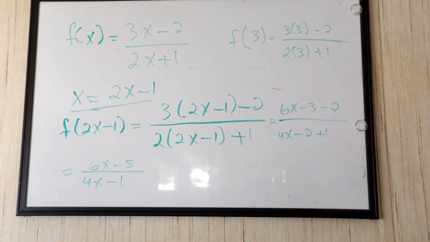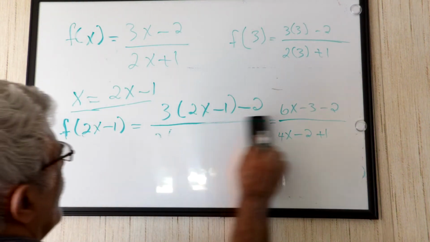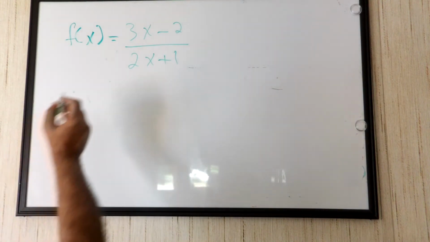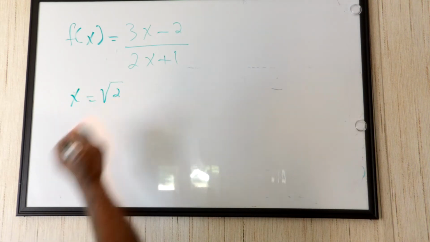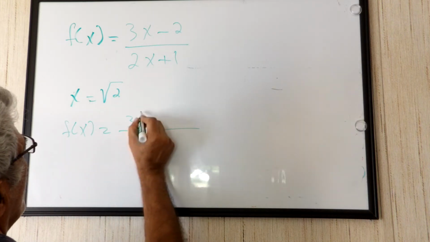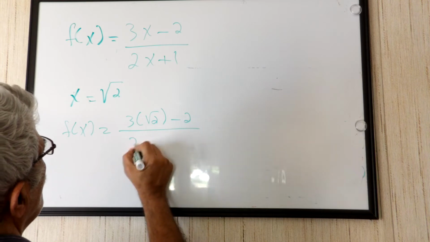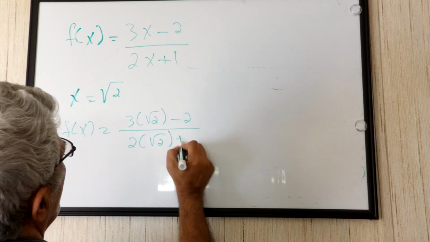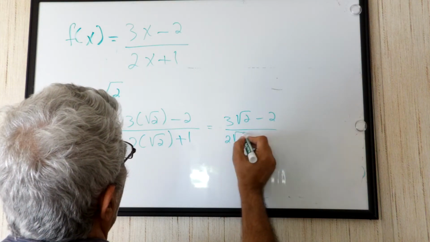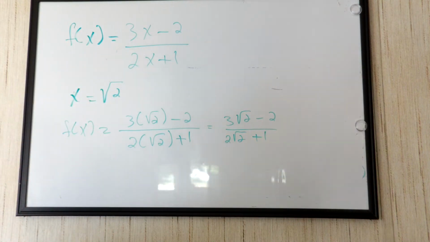Let's solve a few more examples. So x is the square root of 2. Okay, so what's going to be this? f of x is going to be 3 times the square root of 2 minus 2, 2 times the square root of 2 plus 1. See, it's as easy as this one. You just put the value of x in there to find the f of x.